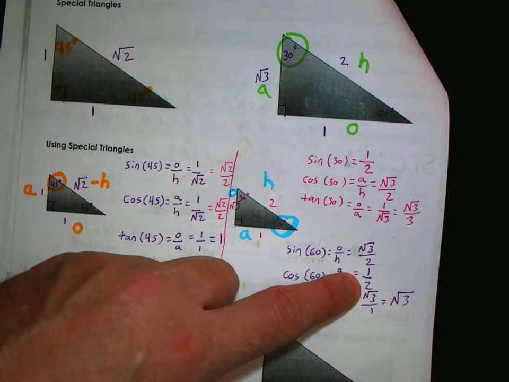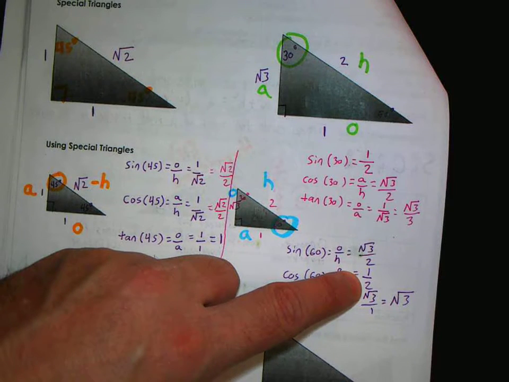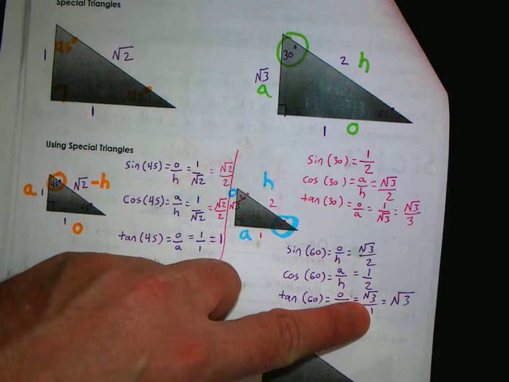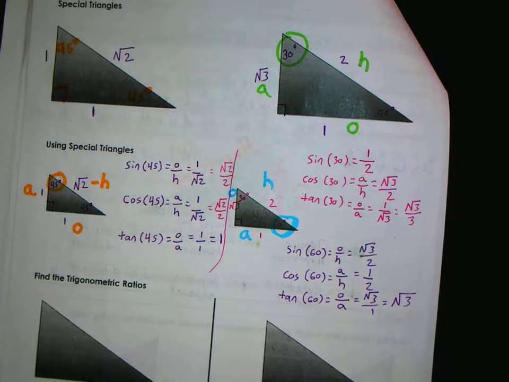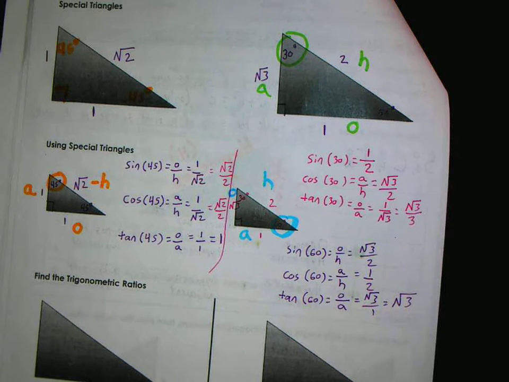And the inverse of sine would be 2 over square root of 3. The inverse of cosine would be 2 over 1. And the inverse of tan would be 1 over square root of 3. And then you rationalize it. Am I making any sense here?